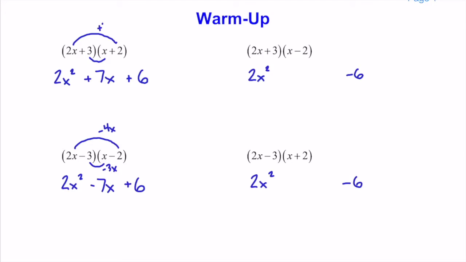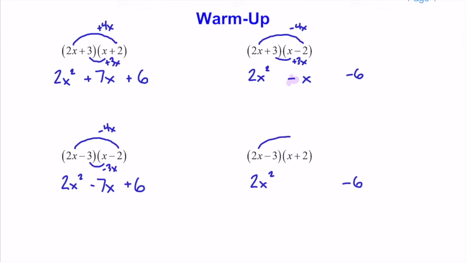So up here, everything was positive. Now on these ones on the right, I've got a 2x and a negative 2, which gives me negative 4x, and a 3 times an x gives me a positive 3x. So negative 4x and positive 3x are being combined, which gives me a negative x. Notice that the 4 in this case is the bigger number, and since it's negative, that middle term is negative. That's going to be key as we start to factor.